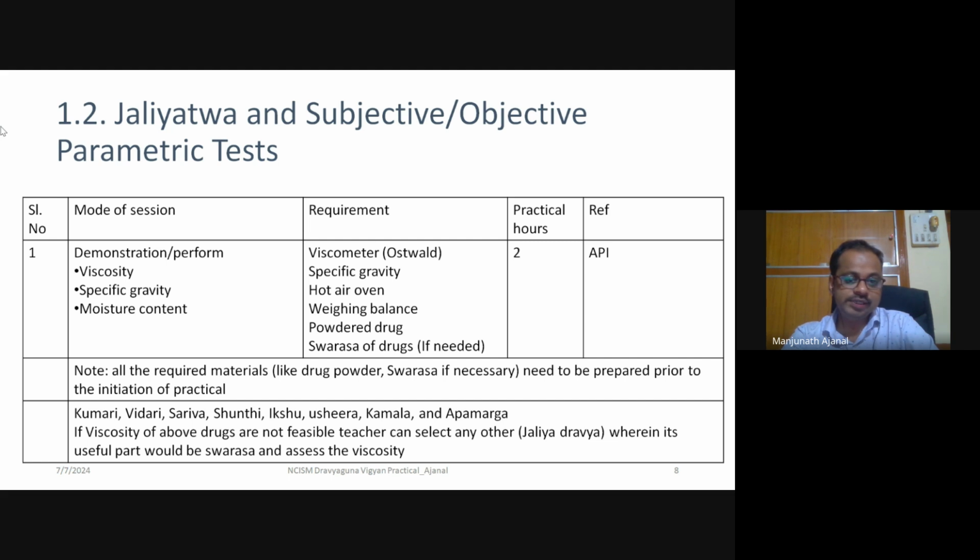viscosity. Viscosity needs to be assessed from the Swarasa only. You can't take the Kashaya or anything else. The drugs which we include are Kumari, Vidari, Sariva, Shunti, Ikshu, Ushira, Kamala, and Apamarga. Here also, the same: 4 Jala Mahabhuta Pradhana Dravya and 4 non-Jala Mahabhuta Pradhana Dravya. If the viscosity of the above drugs is not feasible, the teacher can select any other Jala Dravyas where the official part of the Dravya must be Swarasa, so that you can assess the viscosity, and you can assess the other Swarasa Dravya with non-Jala Mahabhuta Dravya, so that you can compare between the Jala and non-Jala Dravyas.